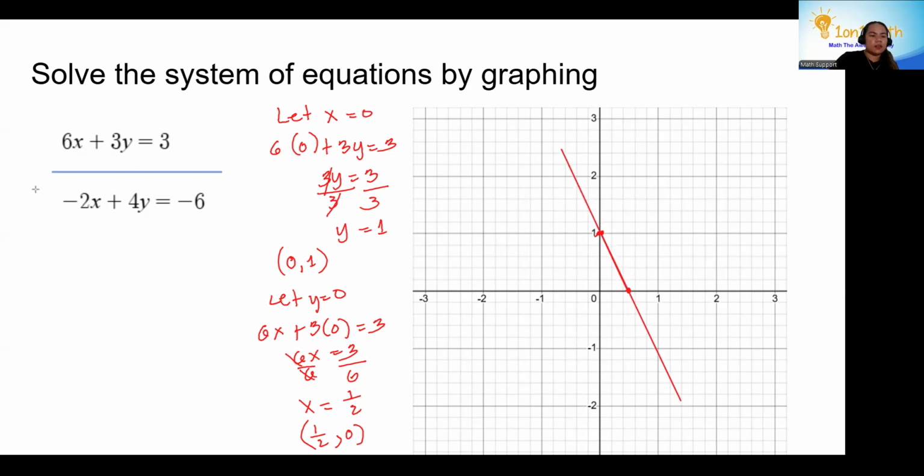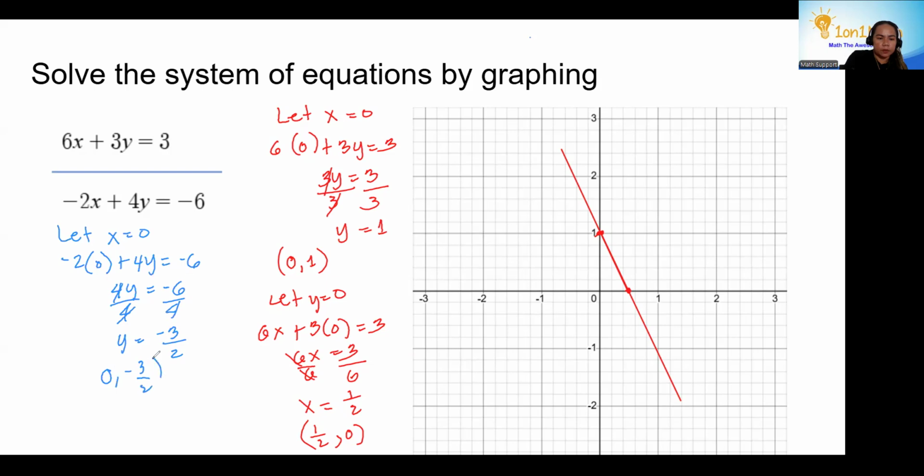Then the second equation, we have negative 2x plus 4y equals negative 6. First, you let x equals 0 to solve for the y-intercept. Negative 2 times 0 plus 4y equals negative 6. So we have 4y equals negative 6. Divide both sides by 4. So y is equal to negative 3 over 2, or negative 1 1/2. So (0, negative 3 over 2).